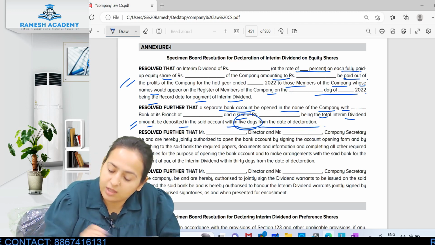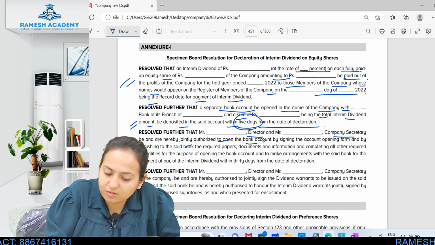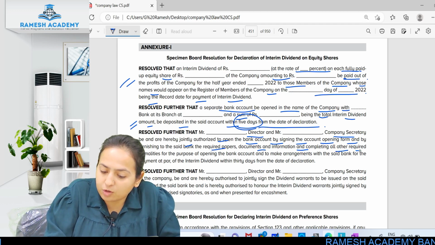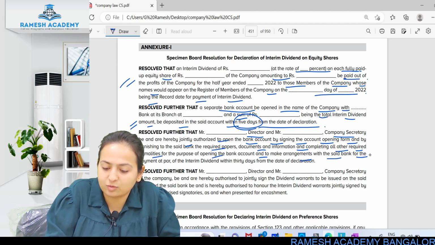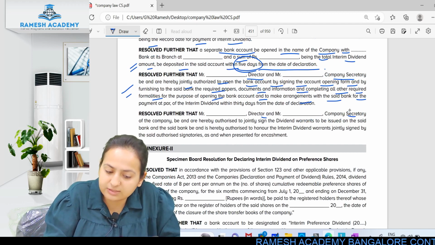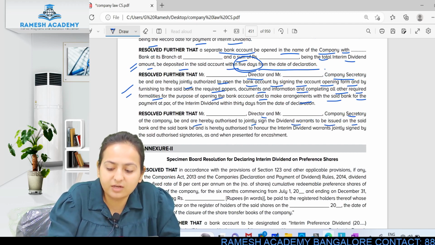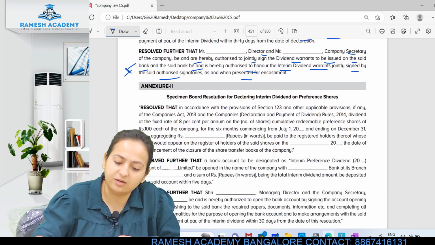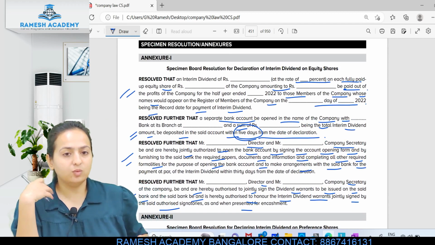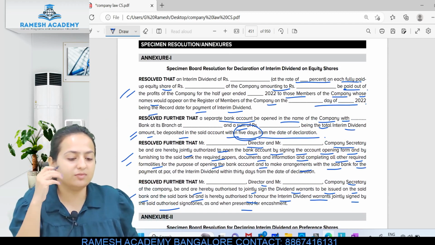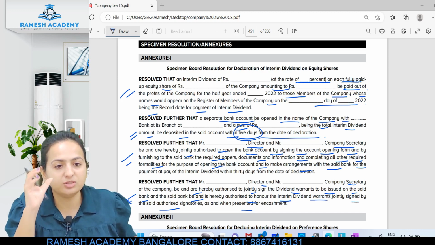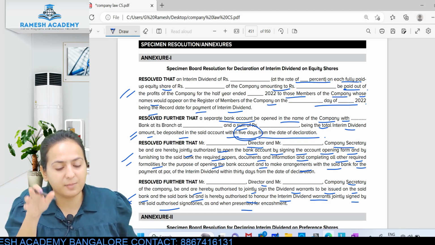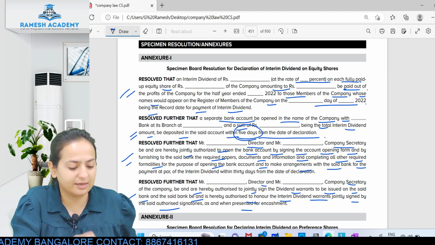5 days. So the CS or director are jointly authorized to open a bank account by signing the account opening documents and all documents relating to the bank arrangement. The director or CS be authorized to jointly sign the dividend warrant to be issued on the State Bank, and the State Bank is authorized to honor the interim dividend warrant. When you are declaring the interim dividend, first of all give the percentage of the interim dividend and how much total amount will be paid, then write that within 5 days the bank account will be opened, and then you will authorize the director or CS.